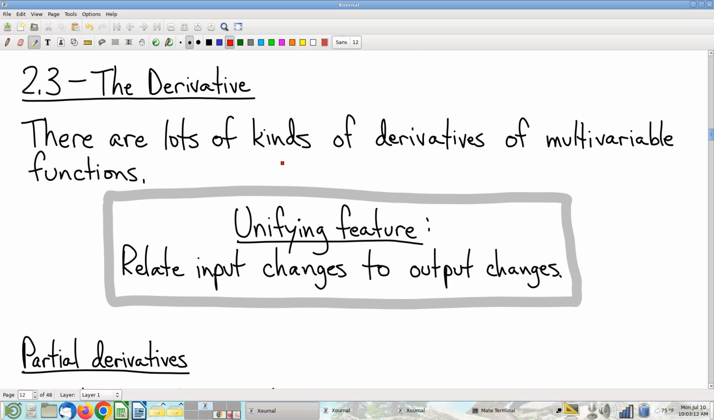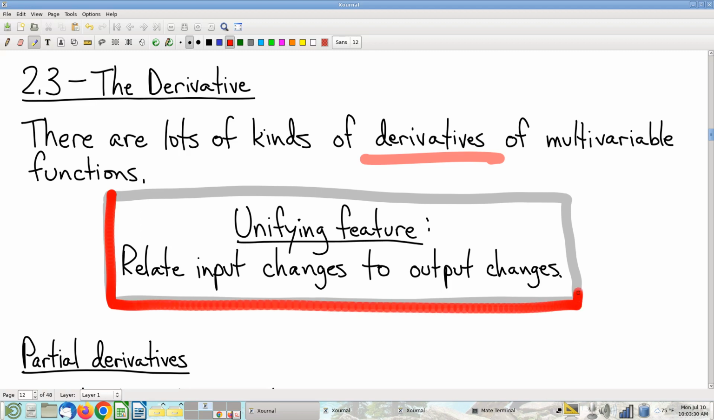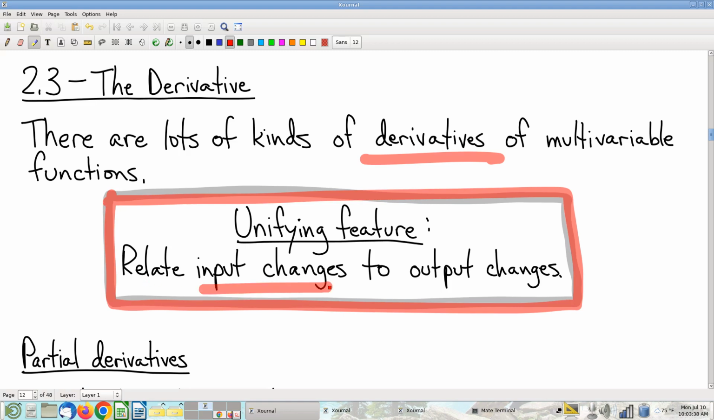So why do we use the same word, derivative, to refer to a bunch of different things? And, of course, this is not a super rare circumstance where we use one word to refer to different things. All it means is that these things have a common feature, right? They're all unified by something. And here's what unifies all the different kinds of derivatives we're going to talk about in this course. They all relate input changes to output changes in some way. Depending on the circumstances, there's some relationship between input change and output change.